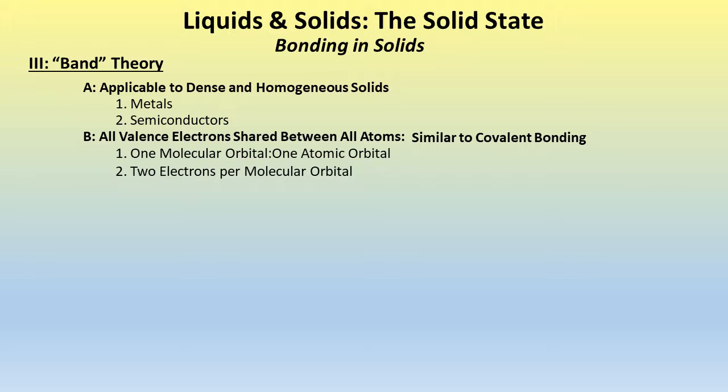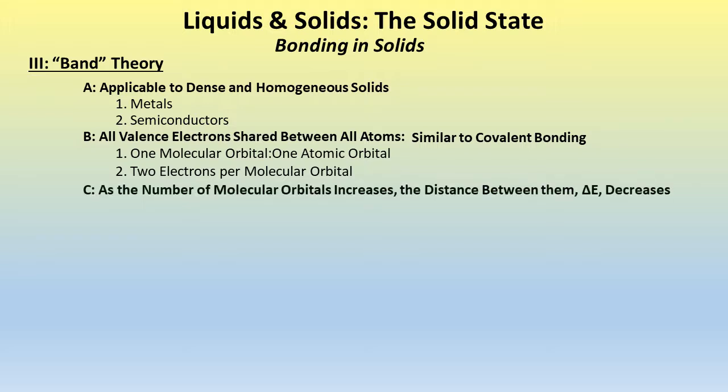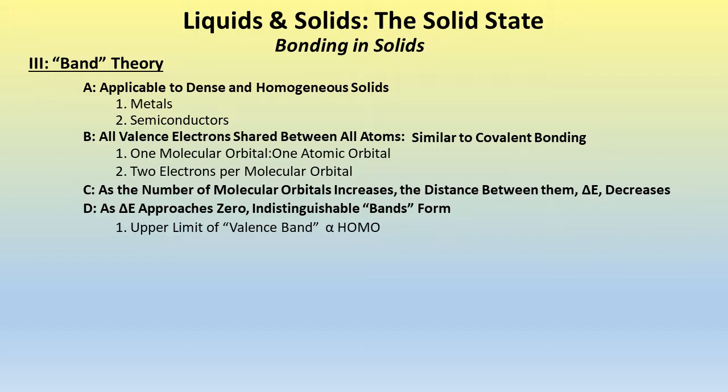However, as the number of molecular orbitals increases, the distance between them, called delta E, decreases. In solids, delta E approaches 0 with a large number of orbitals, and indistinguishable bands form. The upper limit of what is known as the valence band is what you know in organic chemistry as the HOMO, or the highest occupied molecular orbital. The lower limit of what is called the conduction band is similar to what you know as the LUMO, or the lowest unoccupied molecular orbital. The difference between these two bands, delta E, is called the band gap.